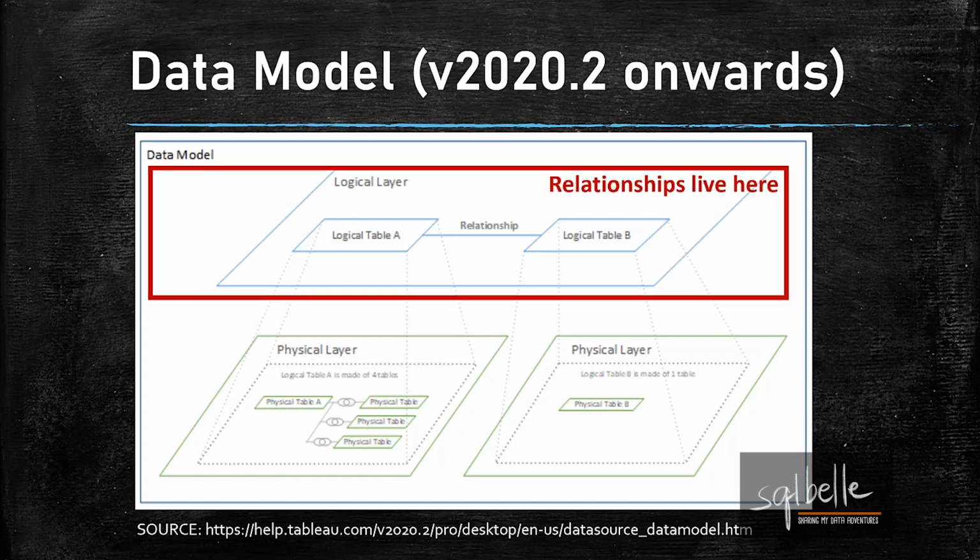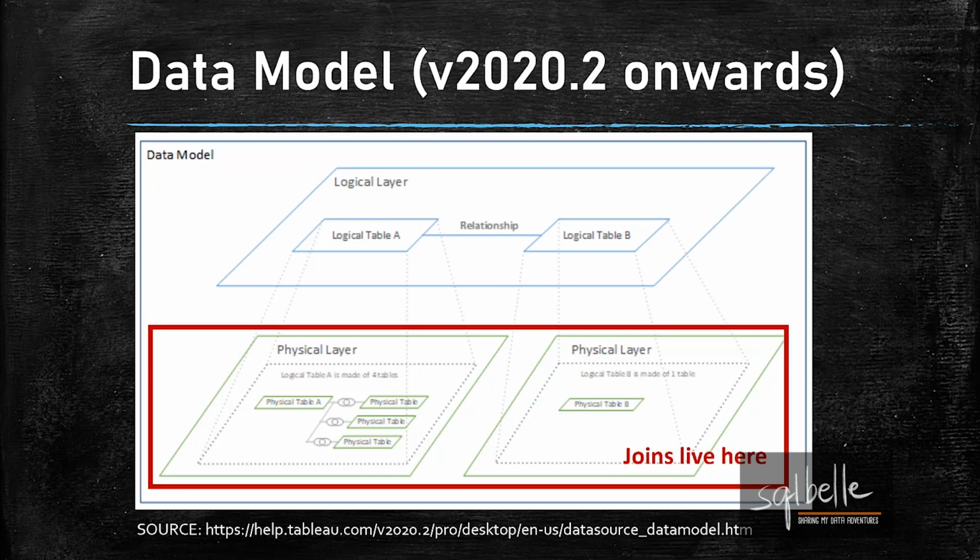Relationships live in the logical layer. What we establish when we create relationships are just that, relationships. All we are saying is that these tables are connected, but we are not bound to the type of operation we need at the time that we're connecting to the data. Tableau helps us with this once we start building our visuals. Joins live in the physical layer. It helps us construct what will eventually be seen as tables in Tableau Desktop.